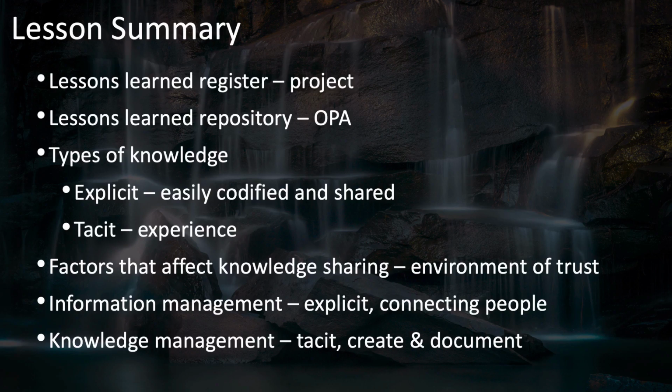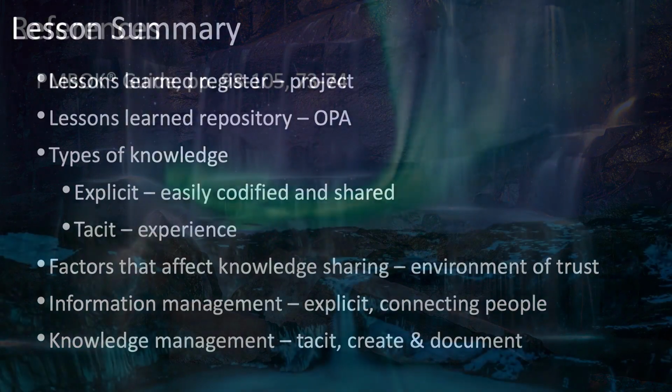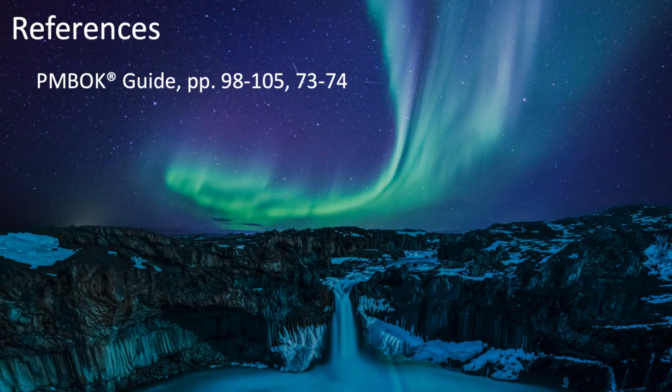It's important to be aware of the factors that affect knowledge sharing because you should be proactive in helping to improve your knowledge sharing using things such as creating an environment of trust. And understand the difference between information management, which is about the management of explicit knowledge, and knowledge management, which is the management of tacit knowledge. For more information, you can refer to these pages in the PMBOK guide.